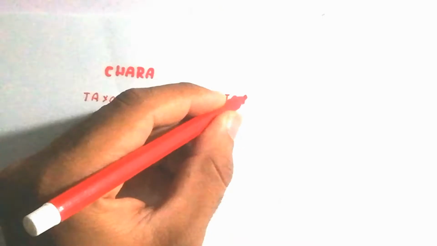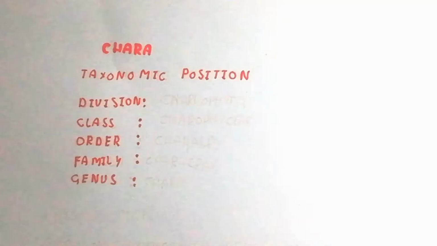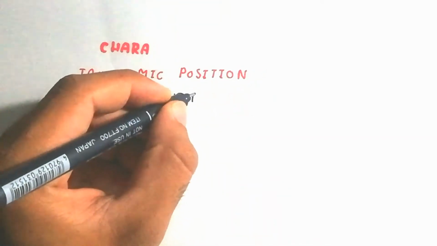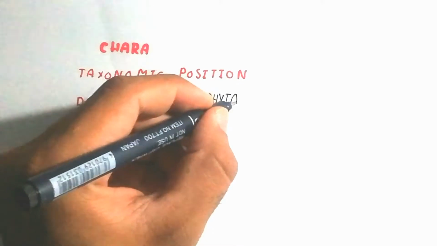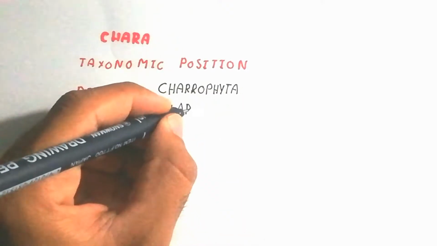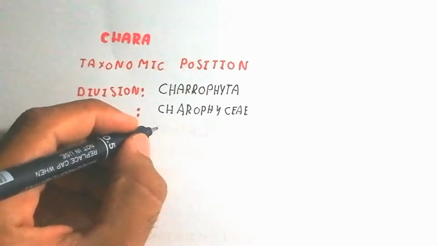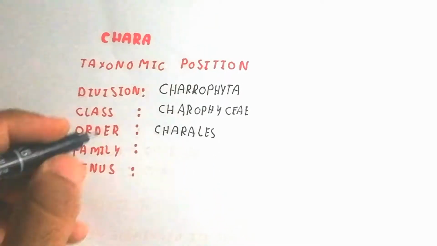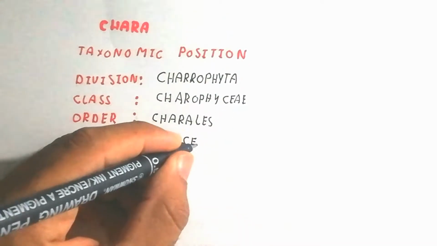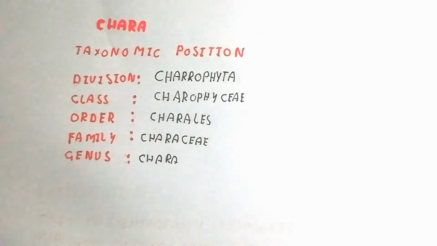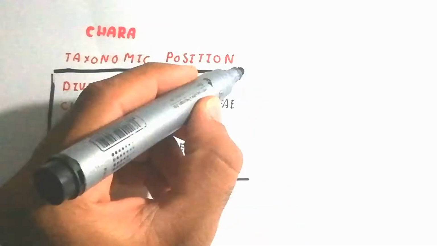So today we will talk about Chara, that is the Charophyta. We will talk about the taxonomic position here. That's the division Charophyta, class Charophyceae, order Charales, family Characeae, and the genus is Chara. Now we will talk about the basic introduction here.